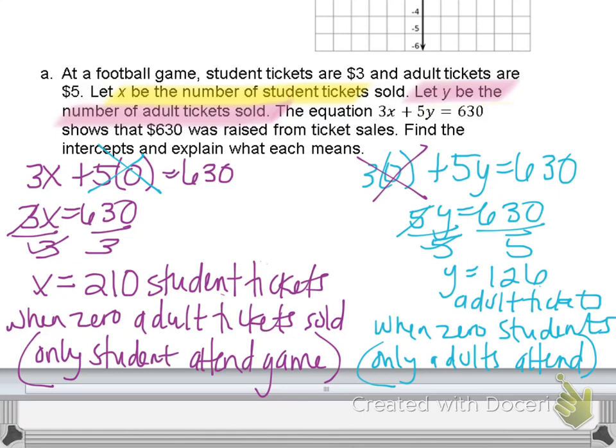And that's what we did. We answered this part of the question. Explain what each means. So we explained that the x-intercept represents a game where only students attend and buy tickets, and the y-intercept represents a game in which only adults buy tickets and attend the game.